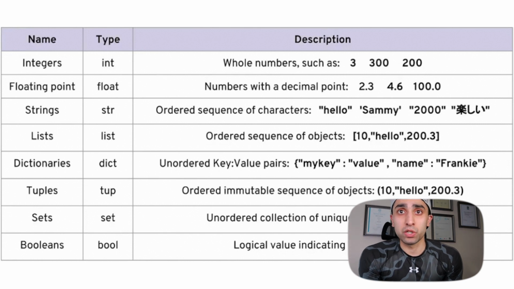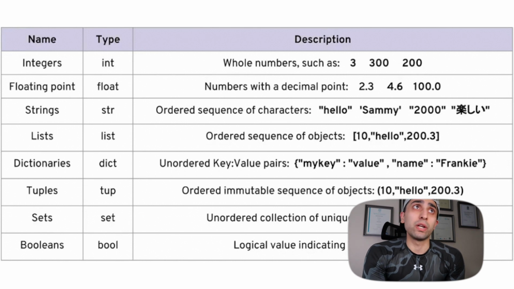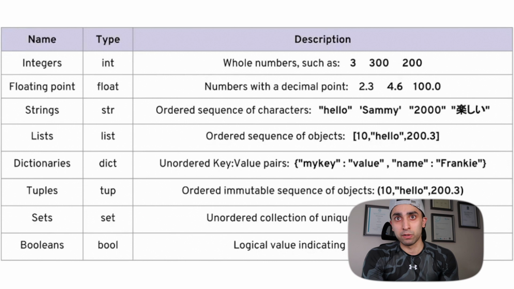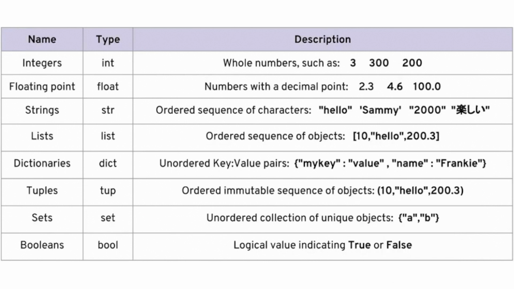Next we have list. A list is basically an ordered sequence of objects. Within a list, you could have integer values or string values, and in the same way you could have decimal values as well. As you can see, a list is written within square brackets.